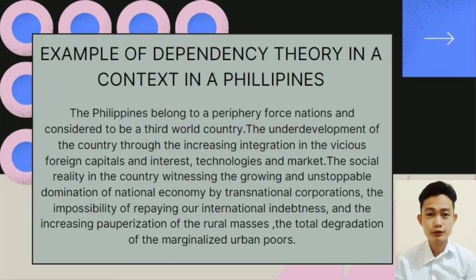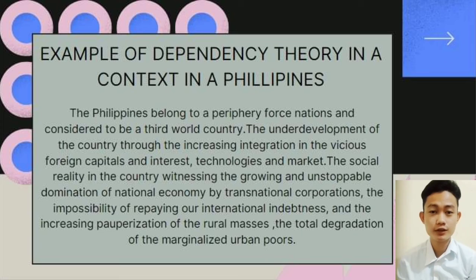The example of the dependency theory in the context of the Philippines. The Philippines is a periphery and it's considered to belong in a third world country. The slow development of the country is for the reason of its increasing integration of foreign interests, technologies, and markets.